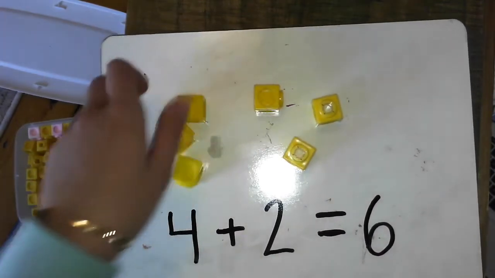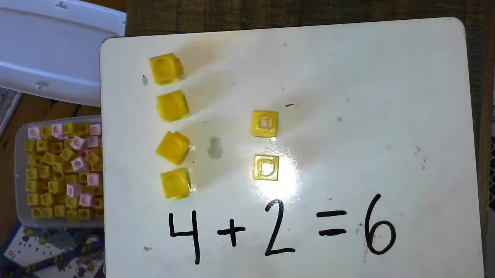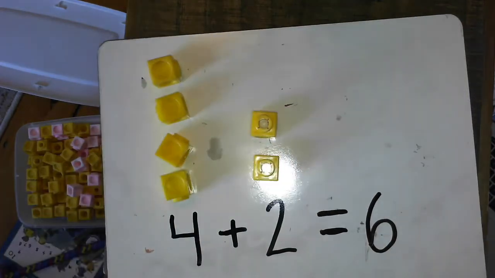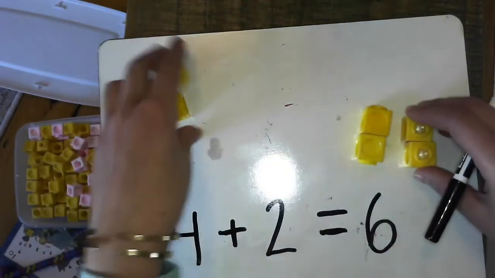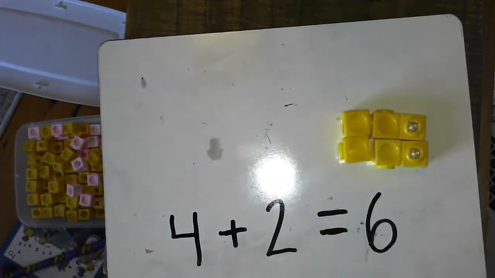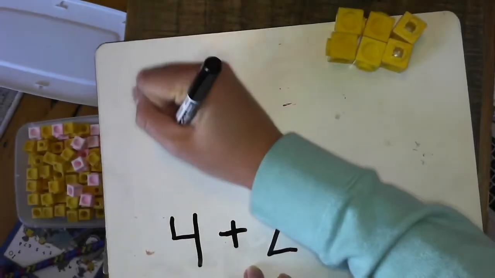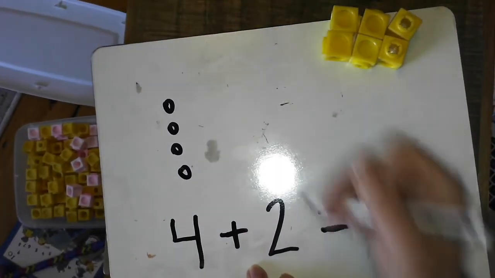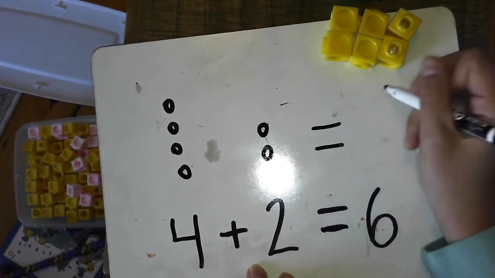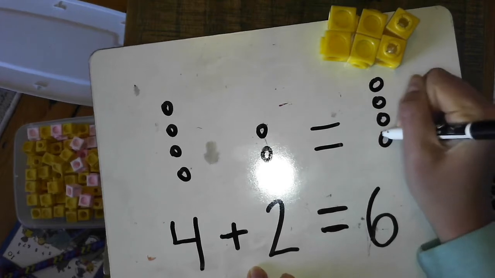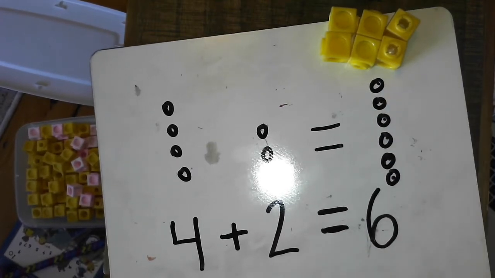4 and 2, it's really the same as having 6. I could draw it too, look. 1, 2, 3, 4, and 2 is the same as having 6. 1, 2, 3, 4, 5, 6.